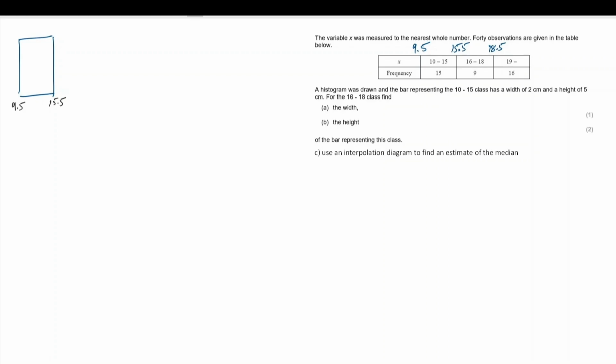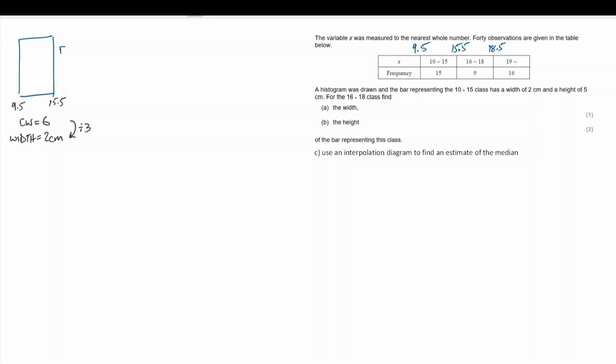Using the boundaries, we have 9.5 to 15.5. And now we're going to get the correct class width. The class width being the difference between these two numbers, that's 6. And the question told us this was drawn with a width of 2 centimeters. So a scale factor that links our class width with our drawn width is dividing by 3.